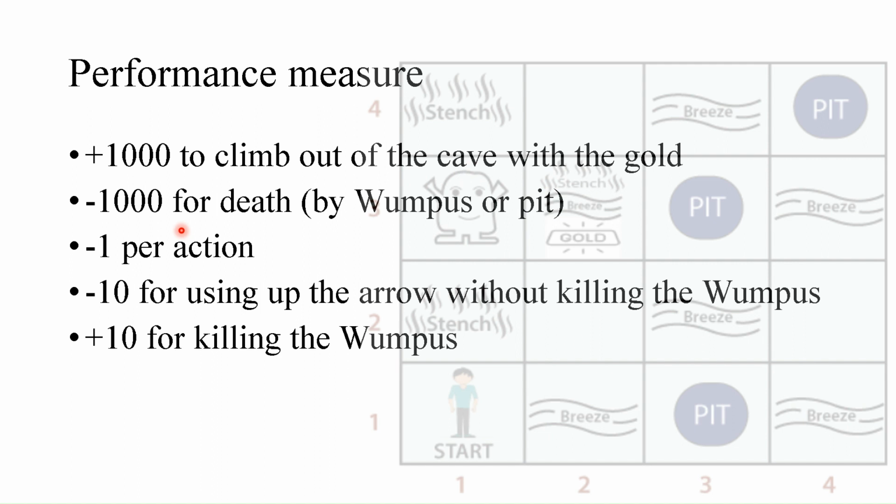But if we miss, that is, use the arrow and you miss the Wumpus, you will lose 10 points for that. So you have one arrow, you lose nothing if you don't use the arrow. If you use the arrow and you kill the Wumpus, 10 points. If you use the arrow and it's wasted and it doesn't kill the Wumpus, you lose 10 points.